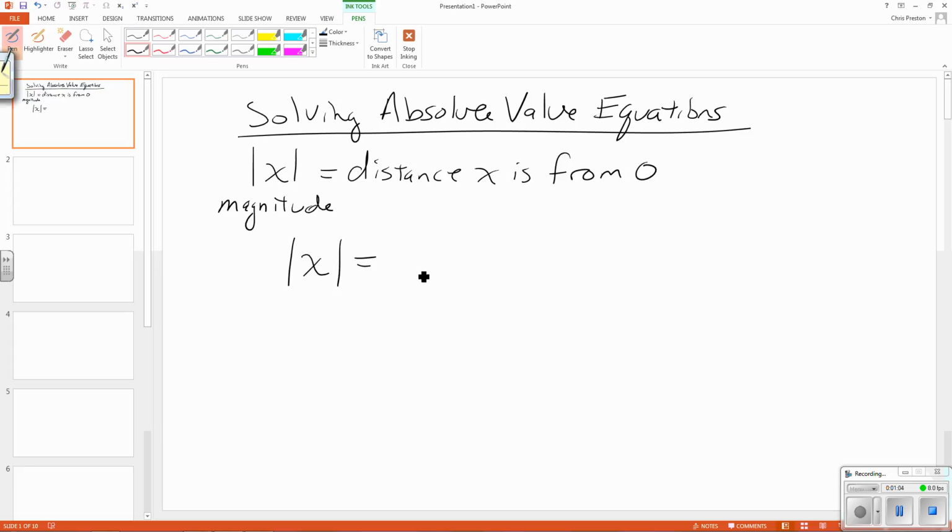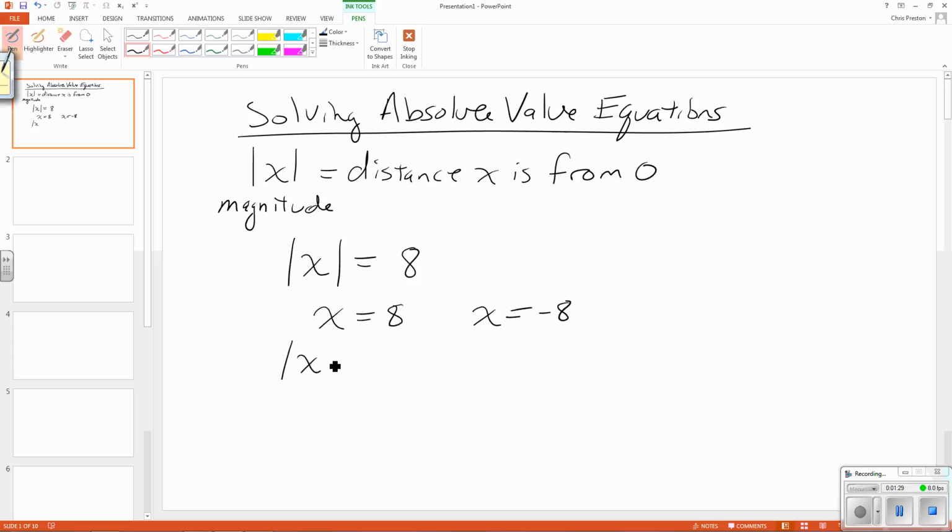Let's say I have the absolute value of a number is 8. Well, I know then that this number in here has to be an 8, because the absolute value of 8 is 8, or this number has to be -8, because the absolute value of -8 is also 8. So I'm getting two possible answers here. Let's make this a little bit more complicated.